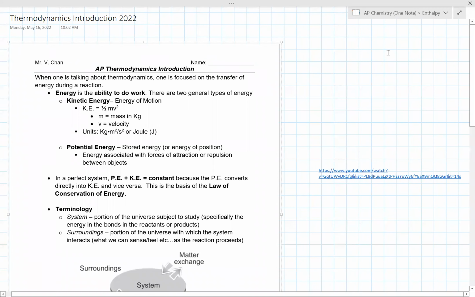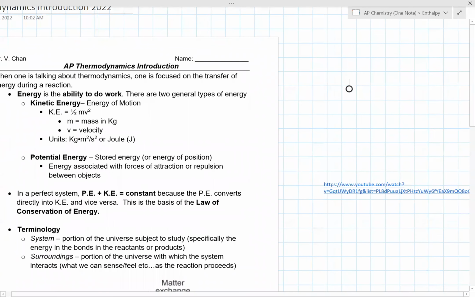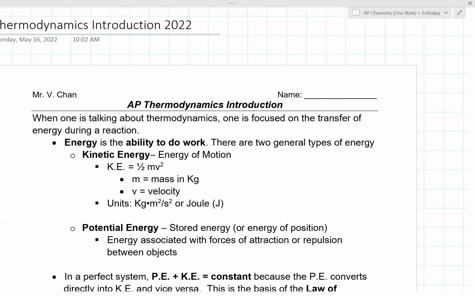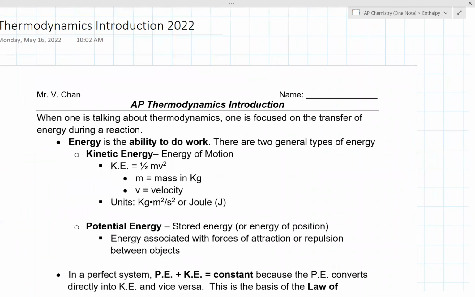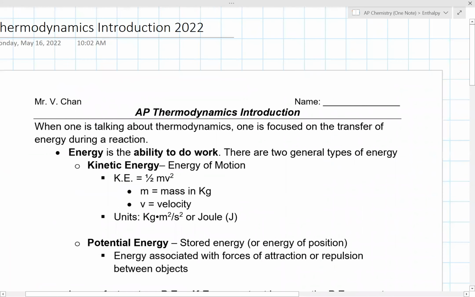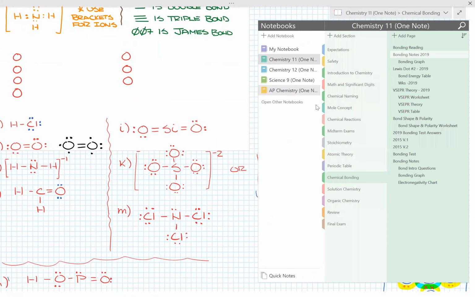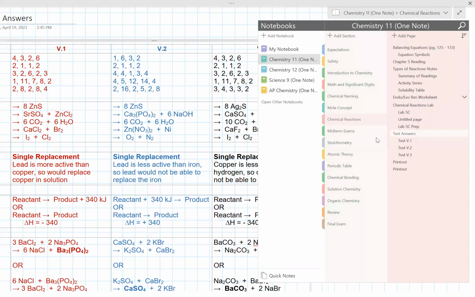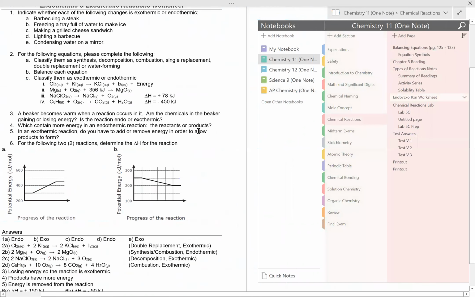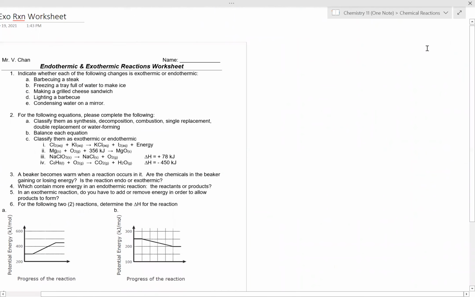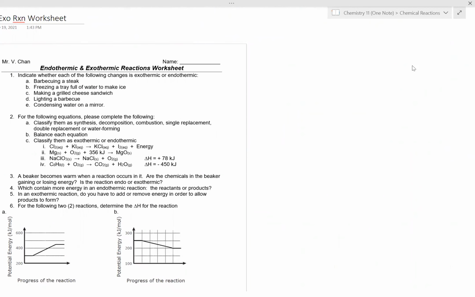Hello, Chemistry 11 Honors. Today's lesson, we want to talk about the introduction to thermodynamics. Now, for this particular topic, it actually delves a little bit deeper into a topic we had talked about in regular Chemistry 11, which was chemical reactions. Back in Chemistry 11, you probably were exposed to the exo and endothermic reactions.